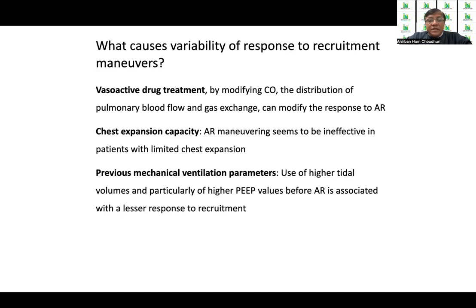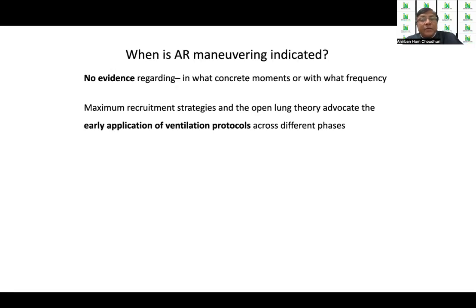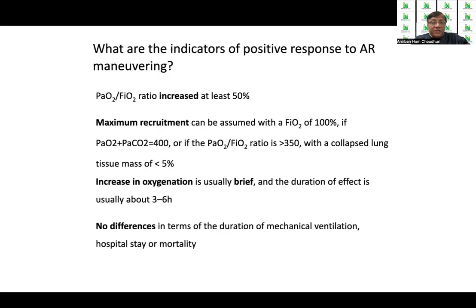Then the chest expansion capacity. The alveolar recruitment maneuver seems to be ineffective in patients with limited chest expansion, chest splinting following trauma, etc., thoracic trauma. Previous mechanical ventilation parameters, use of higher tidal volumes and particularly higher PEEP values before alveolar recruitment, are associated with a lesser response to recruitment. So when is this maneuver indicated? There is no evidence regarding what concrete moments or with what frequency, but maximum recruitment strategies and open lung theory advocate the early application of ventilation protocols across the different phases.